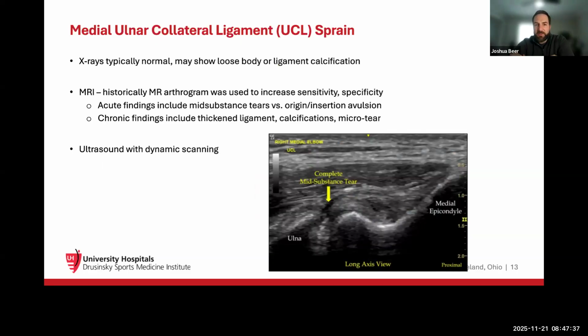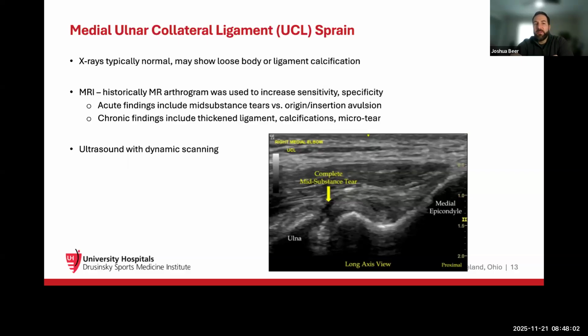With imaging, x-rays are typically normal. However, with more chronic injuries, you may see some calcifications developing or loose bodies. With MRI, classically, it was an MR arthrogram to increase the sensitivity and specificity. But now with today's machines, typically that's not necessary unless you're highly suspicious for a tear, and a regular MRI comes back as a normal appearance.